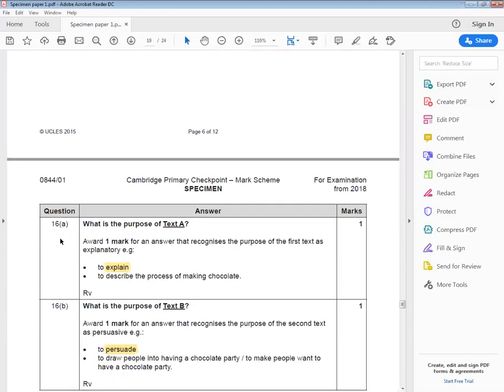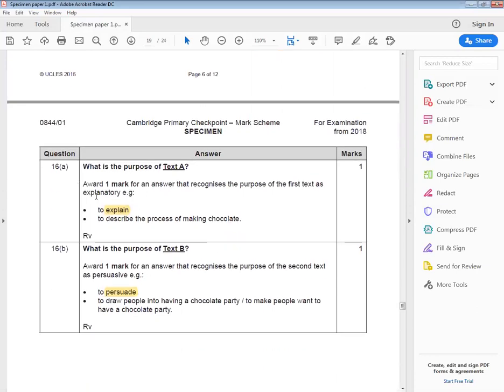Moving on to question 16. What is the purpose of text A? Since we said that it is an explanatory text, of course its purpose is to explain or to describe the process of making chocolate. If you write just explain, that's fine, it will be considered correct. As for text B, its purpose is to persuade because it's a persuasive text, or to draw people into having a chocolate party, or to make people want to have a chocolate party. If you write only persuade and that's it, your answer is correct.